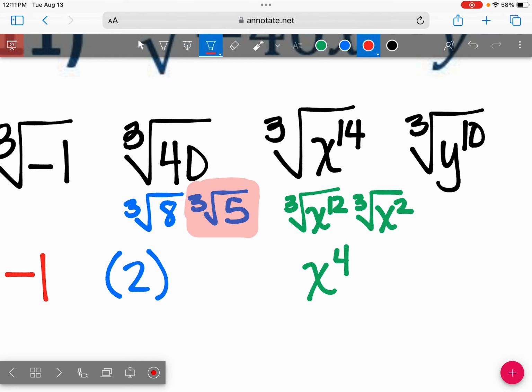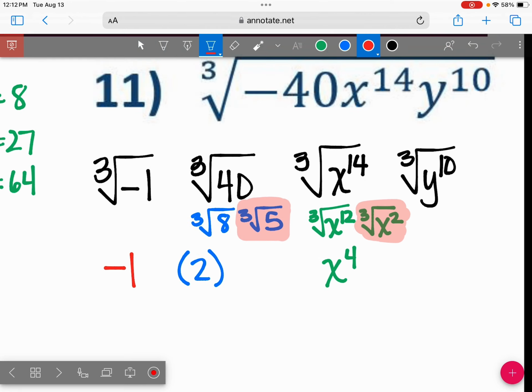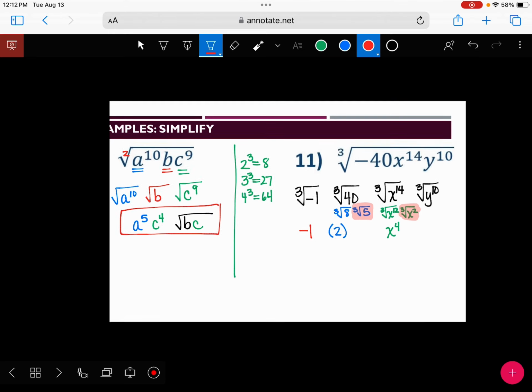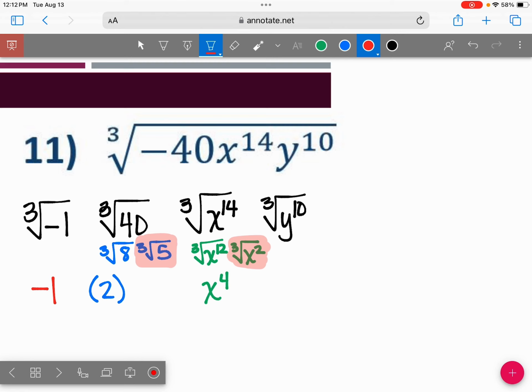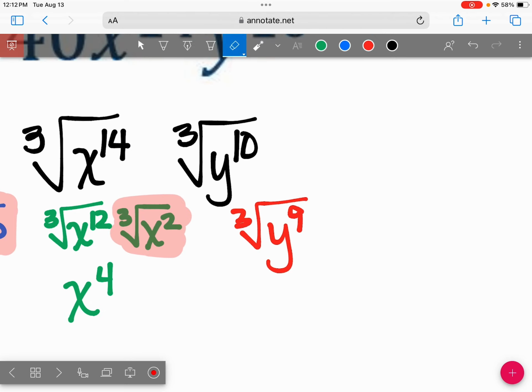This here has to stay. And then lastly, y to the power of 10, let me break that apart, hold on. All right, so y to the power of 10, that is going to separate into, because I'm looking for a factor of 3, so I'm going to break that apart to y to the 9th. That's an ugly 3. Let me make that better, hold on. There we go. And then cube root of just a y.